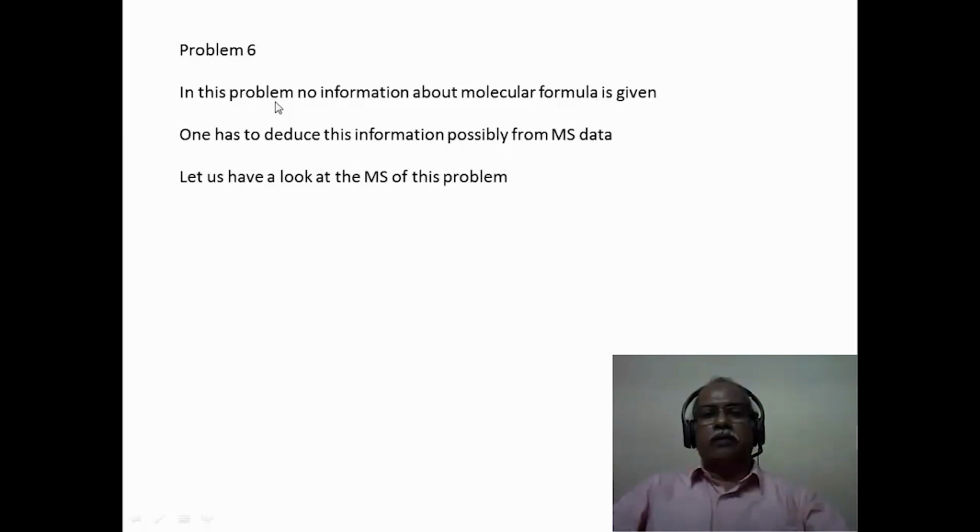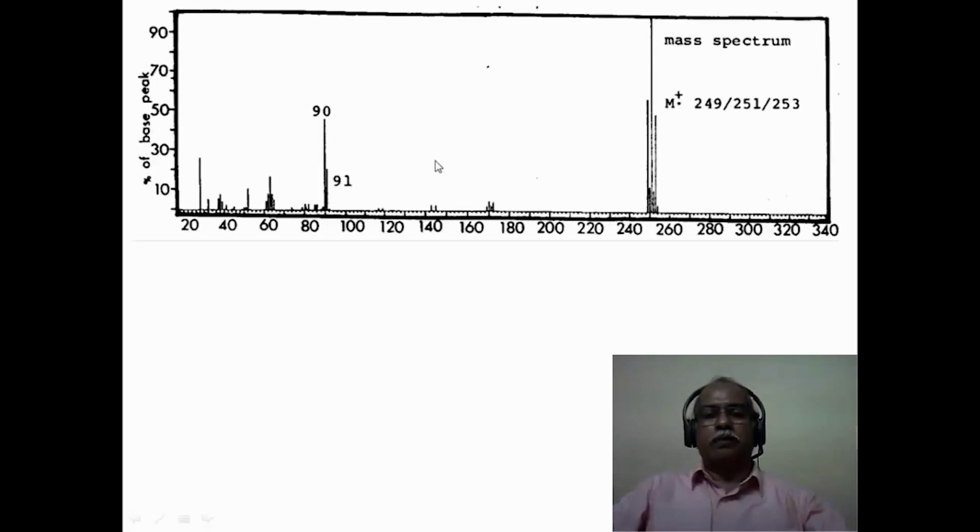Surprisingly, the molecular formula information is not given in this problem. In other words, we have to deduce this information possibly from the mass spectroscopy data. So this is an example of a simple problem where the molecule is a fairly simple molecule. Molecular formula is not known. We are going to deduce even the molecular formula from the spectroscopic data that we have. So instead of starting with the IR spectrum, which we normally do for problem solving, let us start with the mass spectrum in this particular problem.